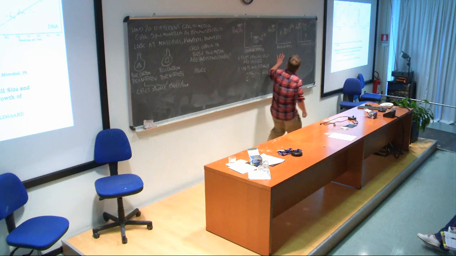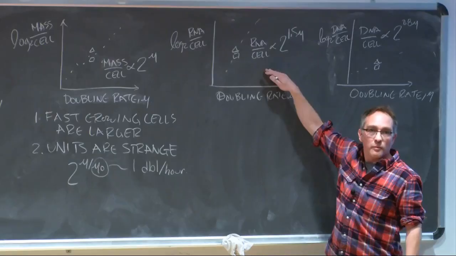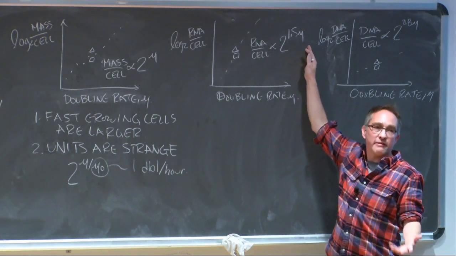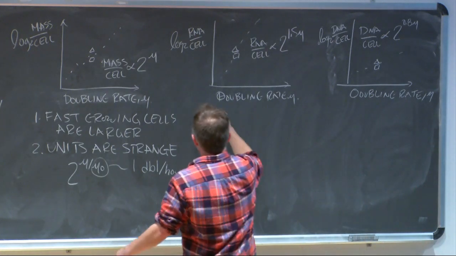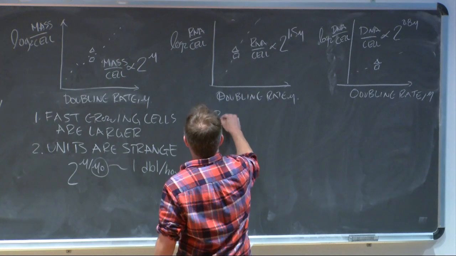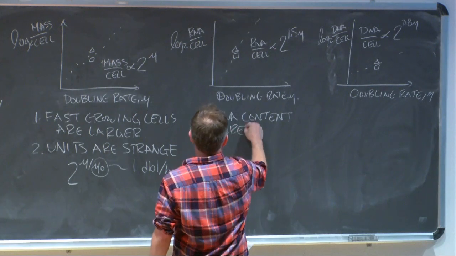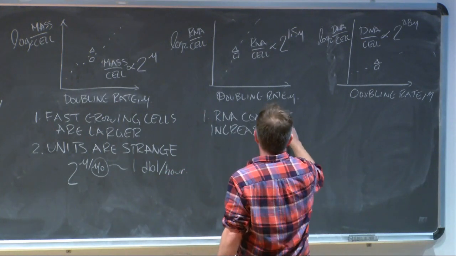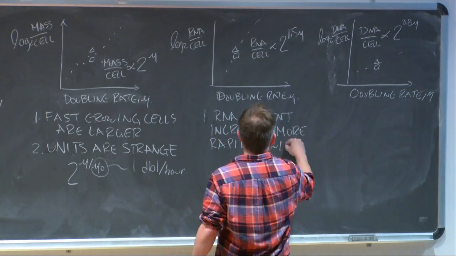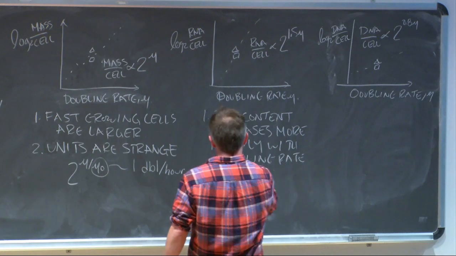Okay. This guy, there's not too much to say now because we have these two things out of the way. Certainly, fast-growing cells have more RNA, and the RNA content seems to be increasing faster than the mass content. So there's really only one thing to notice here, and it's the opposite thing to notice here: the RNA content increases more rapidly with growth rate, with doubling rate, than the mass.